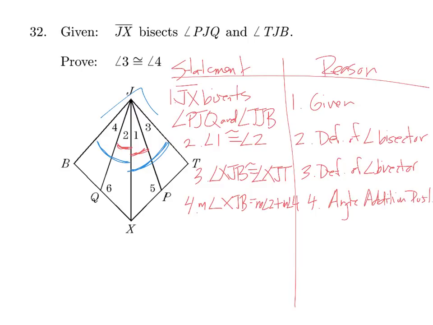All right, got that. Then I have angle 1 and 3, so the measurement of angle XJT is equal to the measurement of angle 1 plus the measurement of angle 4. And that's once again by angle addition postulate. Now you don't have to go in this exact order. There are many different ways we could write out this proof, as long as the reasoning is correct, then you're good.